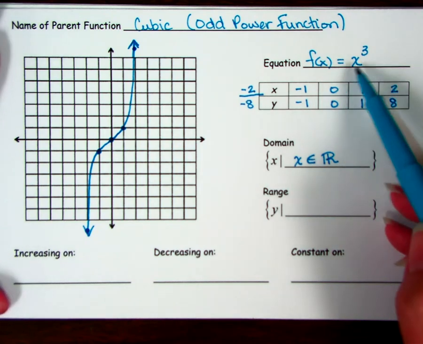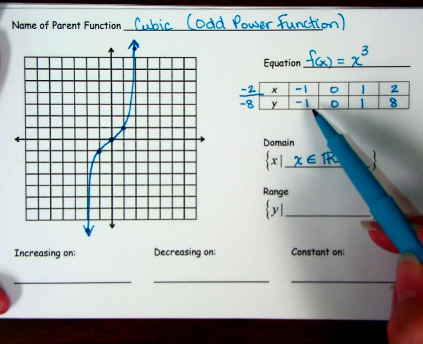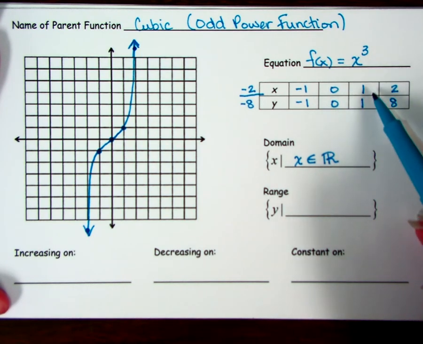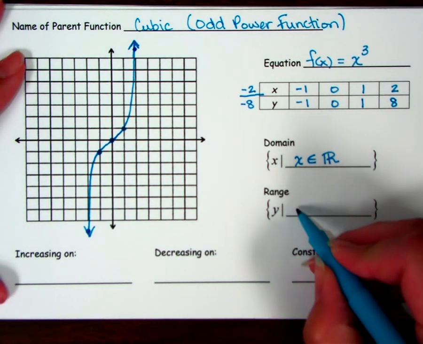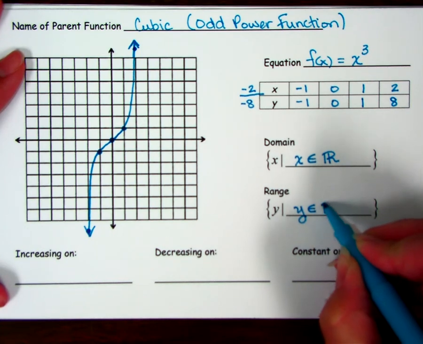Now when I put in those x values, when I put in a negative x value, I end up with negative y values. When I put in 0, I get 0. When I put in positive x values, I end up with positive y values. And since I can continue going and they keep getting larger to the right and smaller to the left, that means the y's can be any real number as well. So I'd say y belongs to the set of real numbers as well.